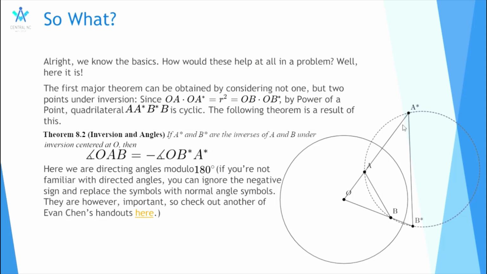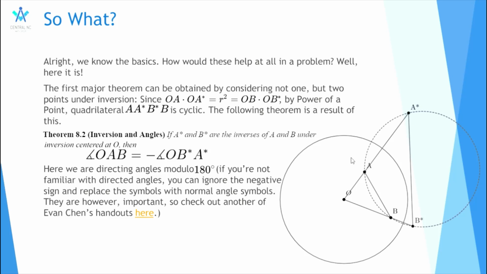Now, that's pretty useful, right? It gives us an angle condition, as you can see here. The directed angle OAB is equal to the negative of the directed angle OB prime A prime. The reason it's negative is because of directed angles: the order is causing the negative. So negative OB prime A prime is the same as A prime B prime O positive. That's directed angles. Now, if you're not comfortable with directed angles, you can just ignore the directed angle sign and the negative, and find that the plane angle OAB is equal to OB prime A prime.